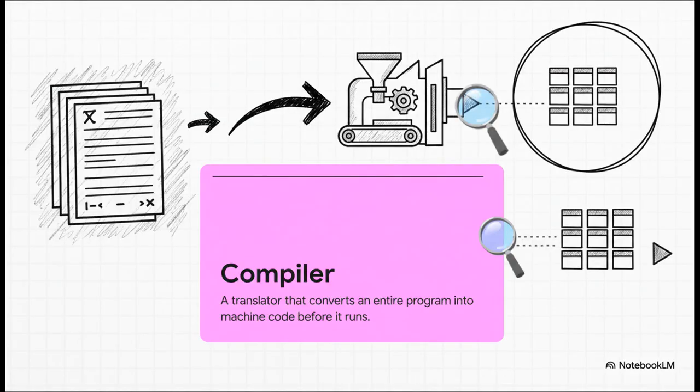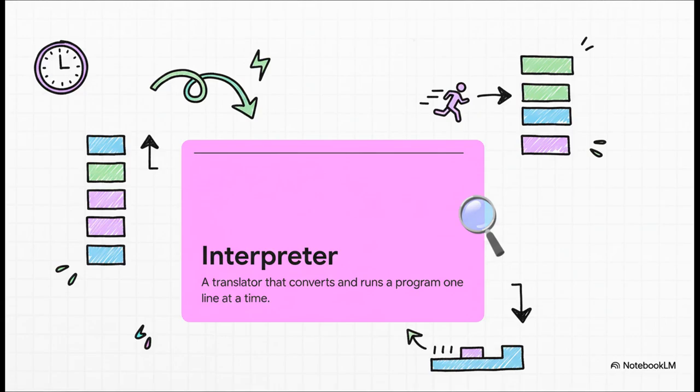Okay, so first up, we've got something called a compiler. You can think of a compiler as a super thorough translator. It reads your entire program, the whole thing, from top to bottom, and translates it all at once into machine code. All the work is done up front before anything actually runs. And then you've got the interpreter. This is more like a live simultaneous translator. It takes your code one line at a time, translates that single line, runs it, and only then does it move on to the next one. It's a step-by-step, on-the-fly process.